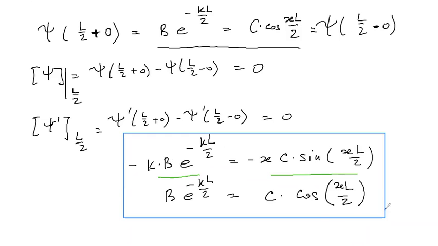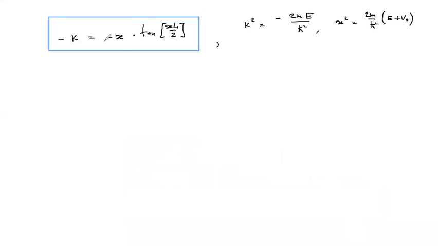The only thing I have to do is to solve this equation for energy. And this would be kind of a challenge. Let me rewrite this somehow and simplify it as much as I can. Tangent of kappa L over 2 would be equal to K over kappa. And this is the best way I can simplify it.